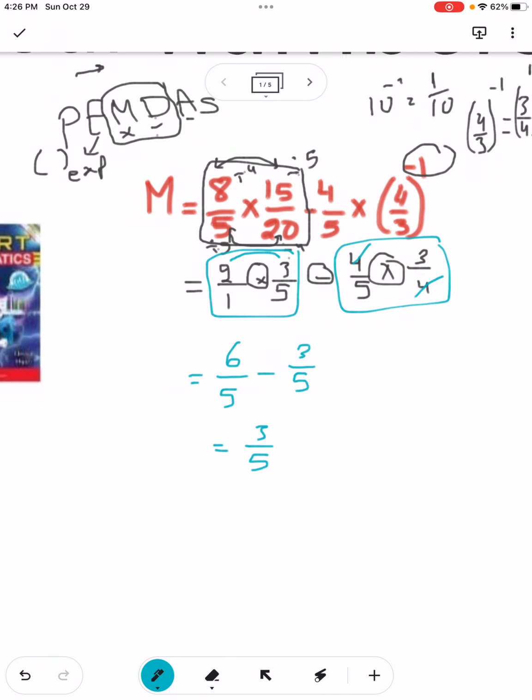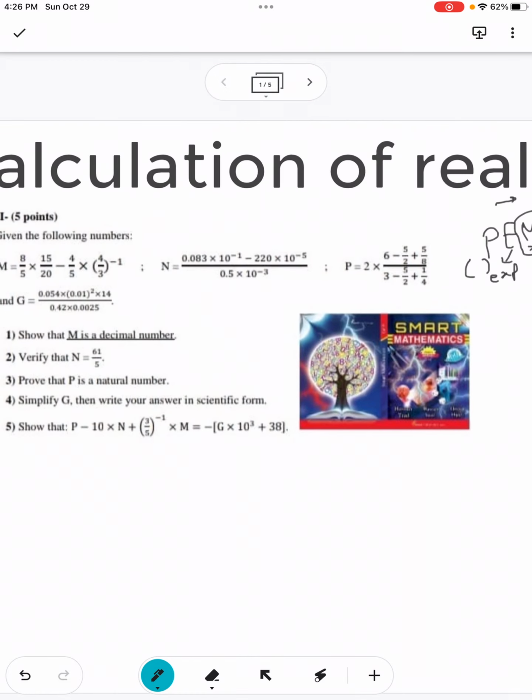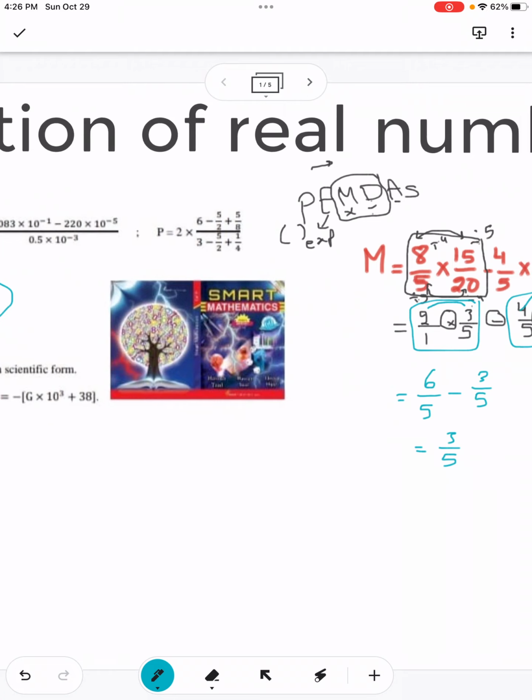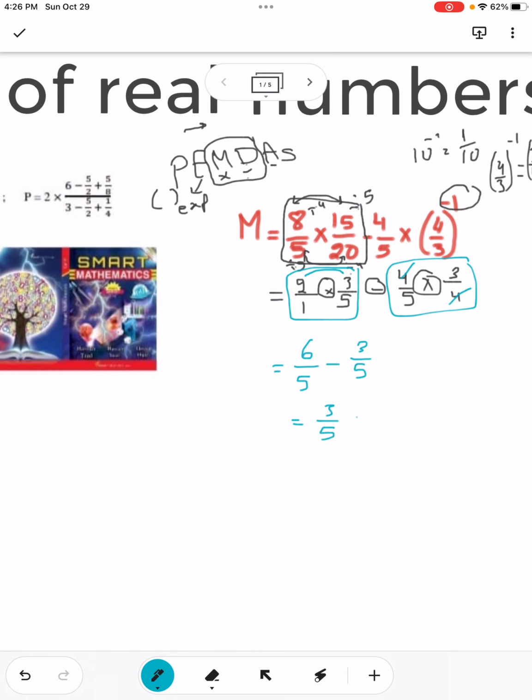But they asked me here to write M in the form of a decimal number. So what should I do? 3 over 5, if I divide them, I will get 0.6. This is the decimal number I'm looking for. Okay, next one.